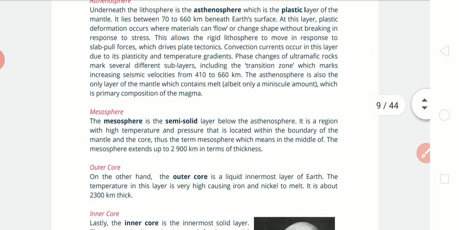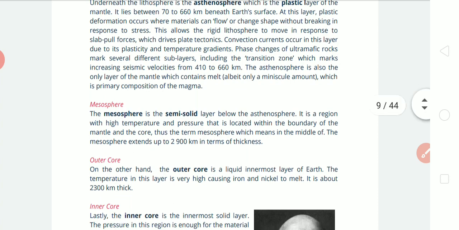Mesosphere is the semi-solid layer below the asthenosphere. So ang mesosphere, class mo lang, yung good mantle. So it is a region with high temperature and pressure that is located within the boundary of the mantle and the core. Thus, the term Mesosphere, which means in the middle of. The Mesosphere extends up to 2,900 km in terms of thickness.